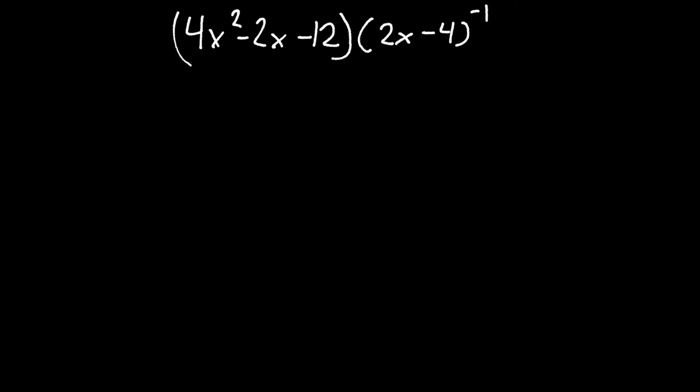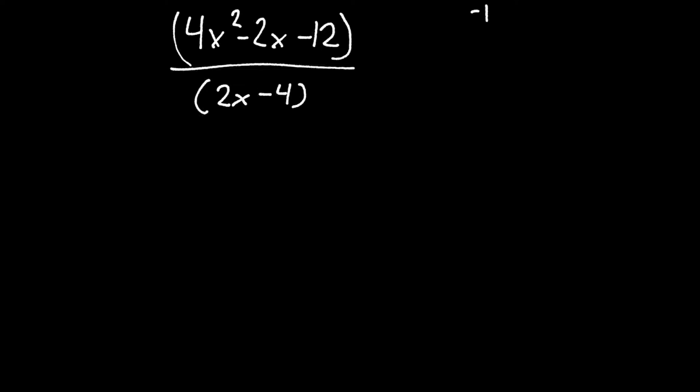Alright, for our second example here, we have 4x squared minus 2x minus 12, and that quantity multiplied by the quantity 2x minus 4 being raised to the negative first power. We saw this in our part 1 video on this division of polynomials, but in case we haven't watched it, remember that a negative 1 power means that we put it underneath as if it's a fraction. So I can move this underneath. That gets rid of our negative 1 power, and we see it as a fraction here.